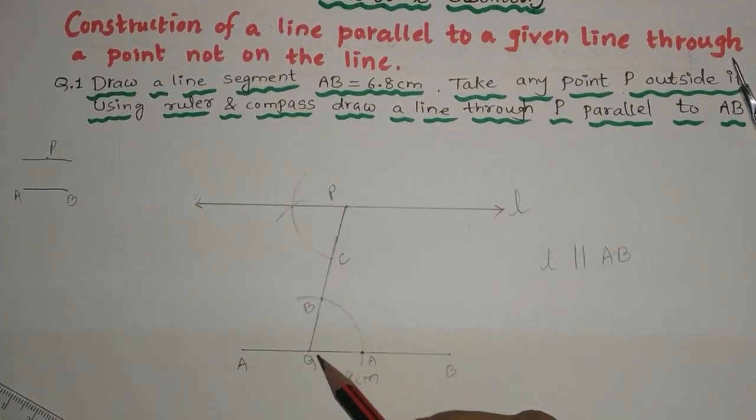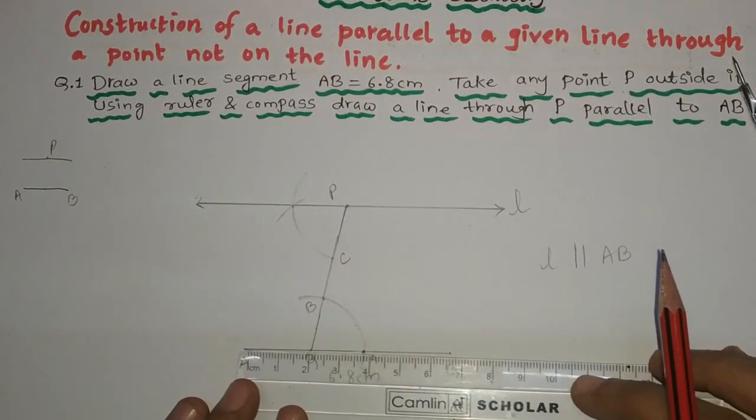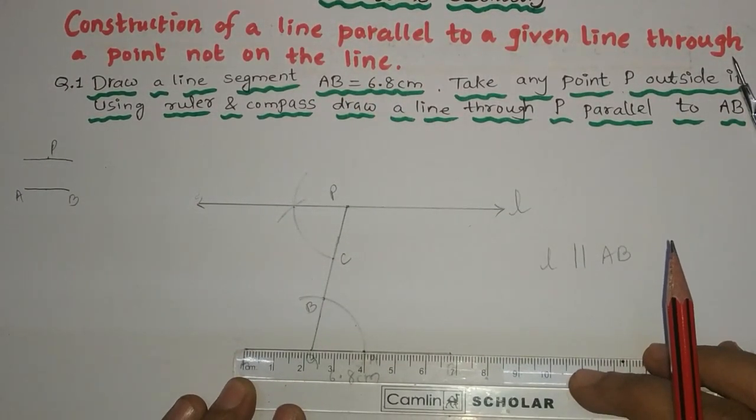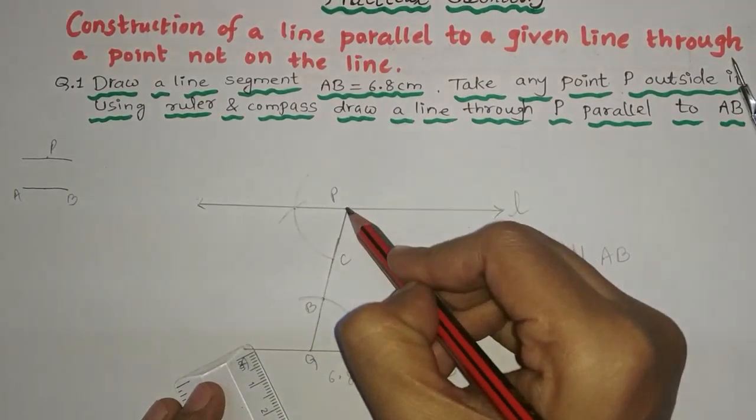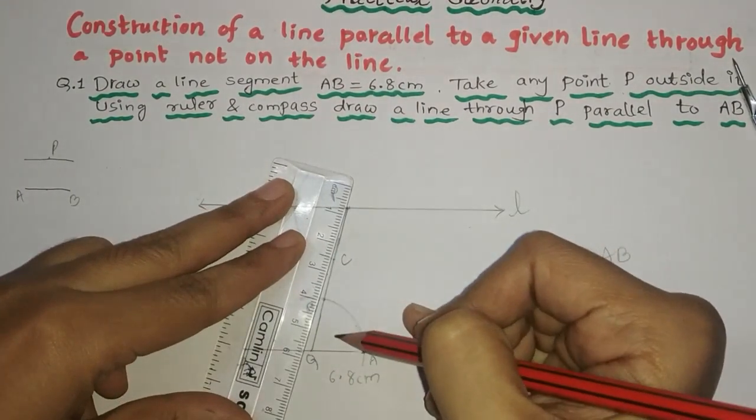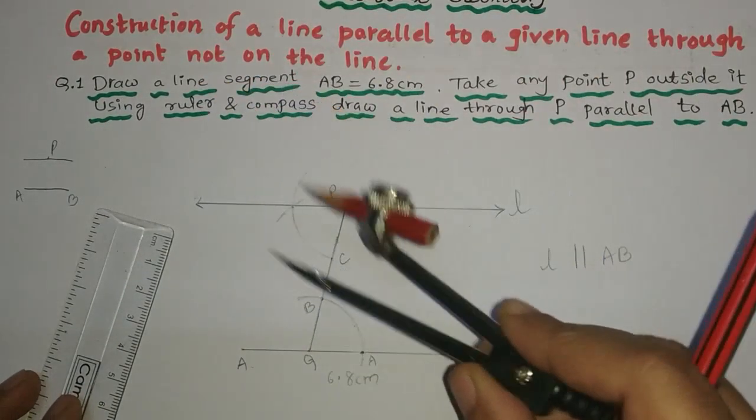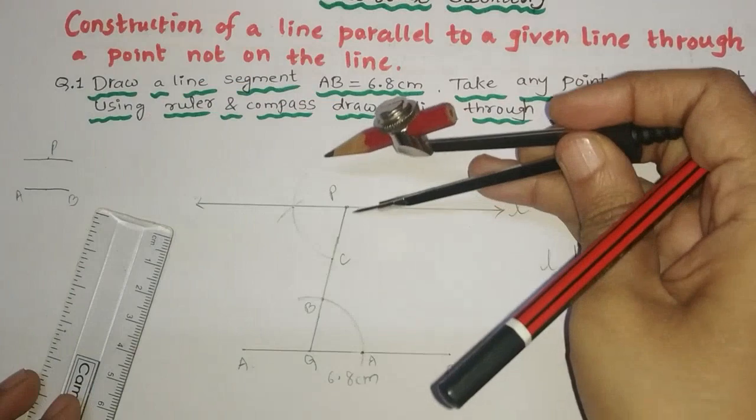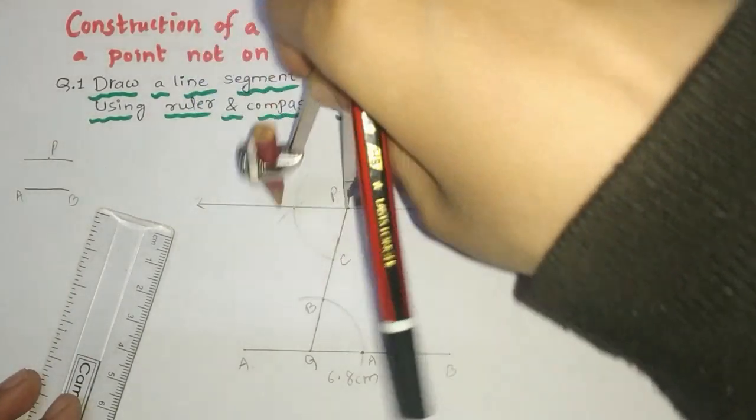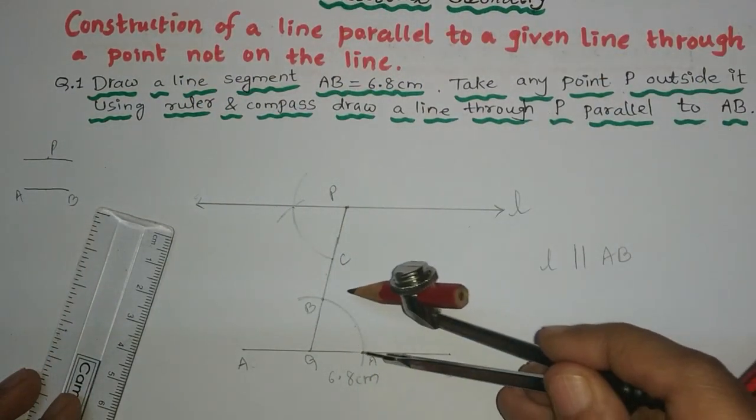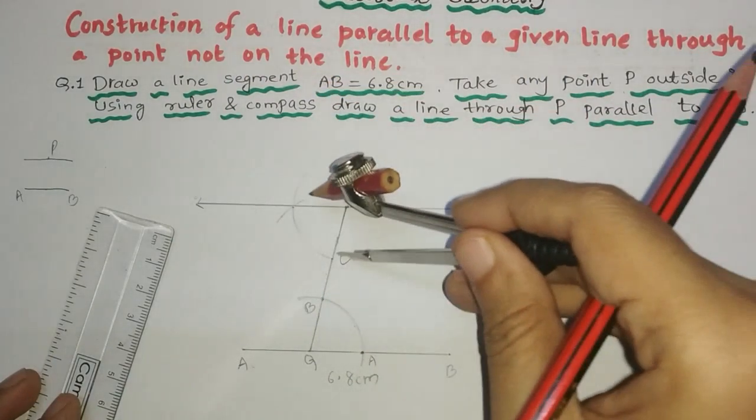So let me again revise what we have done. First of all, we have taken a 6.8 centimeter line segment. Then we have taken a point P here. Then we have joined this point P to any point Q. Then afterwards we have taken some radius and cut this arc, and by taking the same distance at P we have cut this arc. Then we have measured this angle and drawn the same angle here.